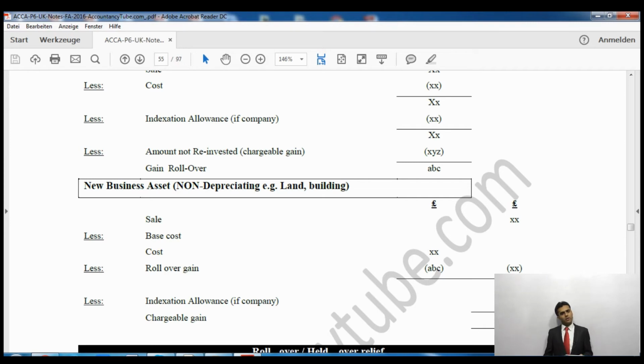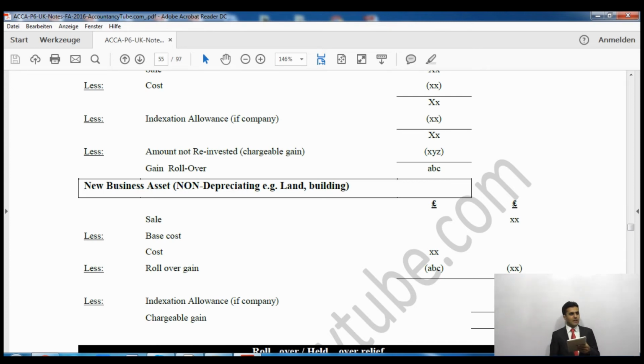When cost is reduced, the gain will be higher, which means we are now paying tax on the gain which we deferred earlier. That is the way to calculate it. We take the sales less the base cost. In the base cost, we take the cost, deduct the rollover relief, and then deduct the indexation allowance as well, and the remaining amount is the chargeable gain.